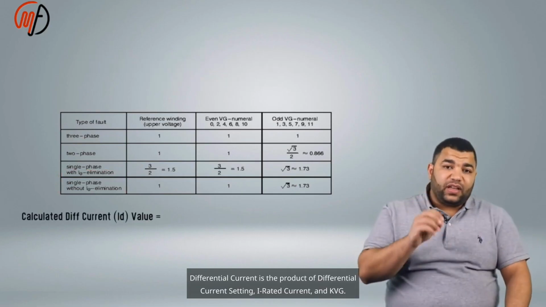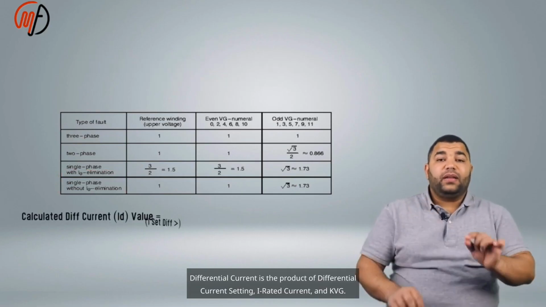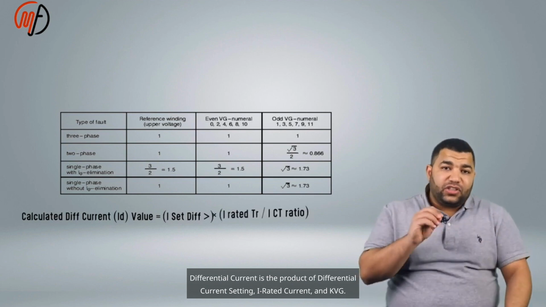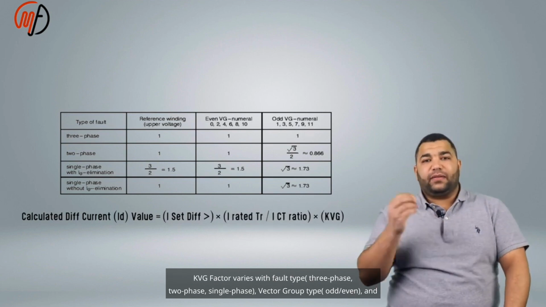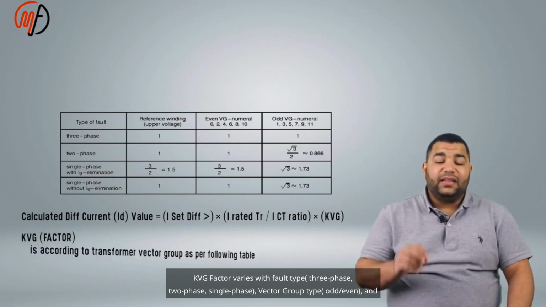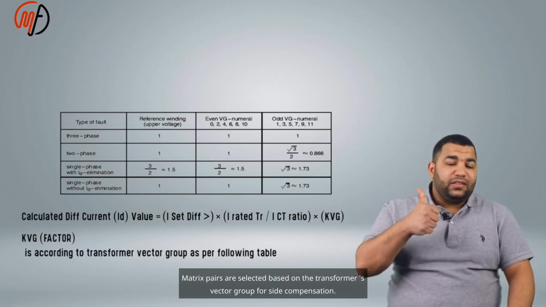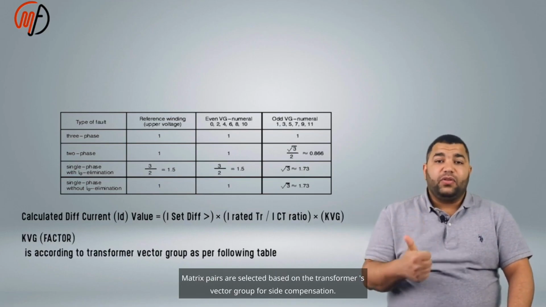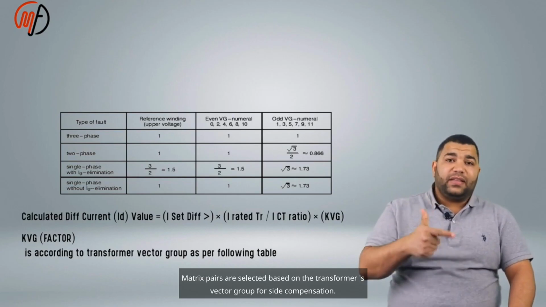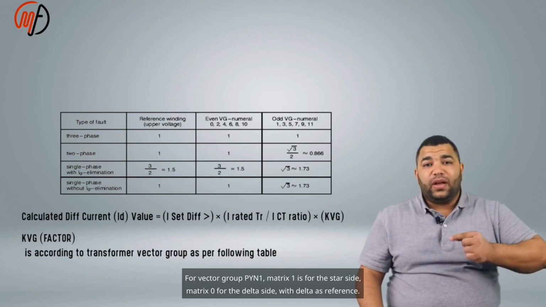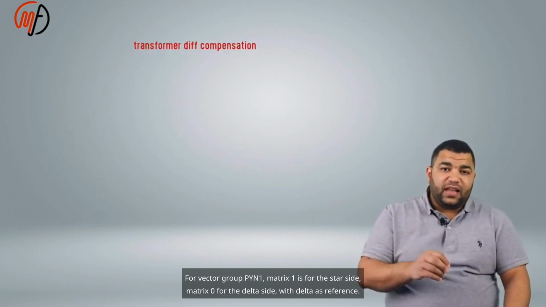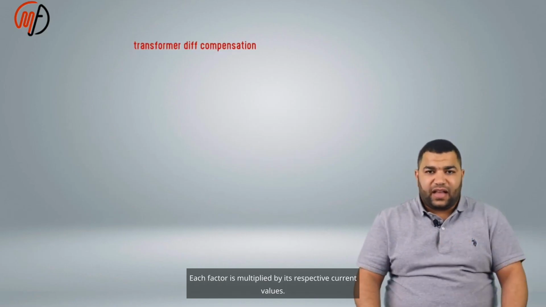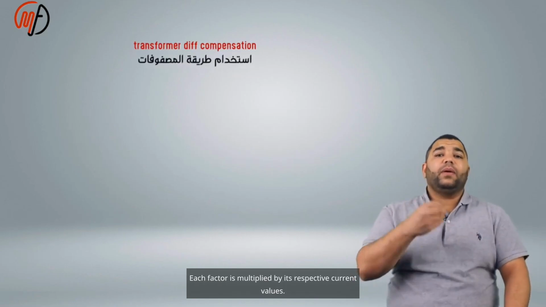Differential current is the product of differential current setting, I-rated current, and KVG. KVG factor varies with fault type, 3-phase, 2-phase, single-phase, vector group type, odd-even, and zero sequence elimination status. Matrix pairs are selected based on the transformer's vector group for side compensation. For vector group PYN1, matrix 1 is for the star side, matrix 0 for the delta side, with delta as reference. Each factor is multiplied by its respective current values.